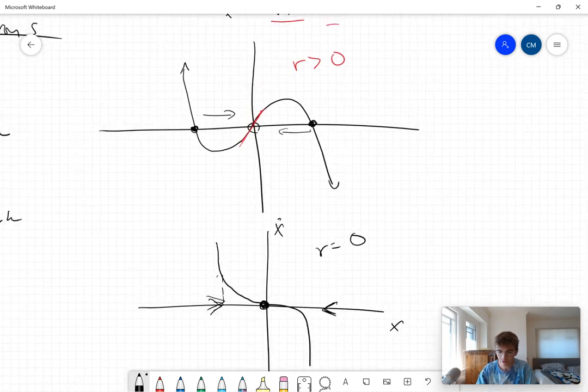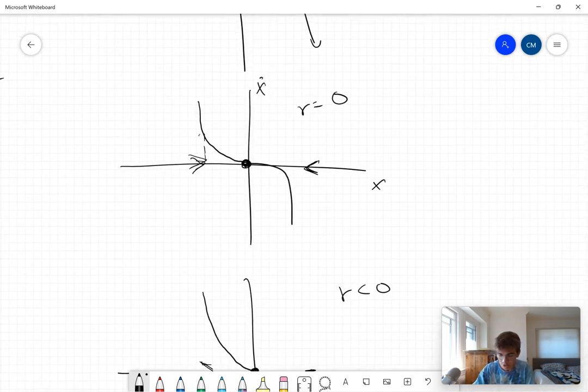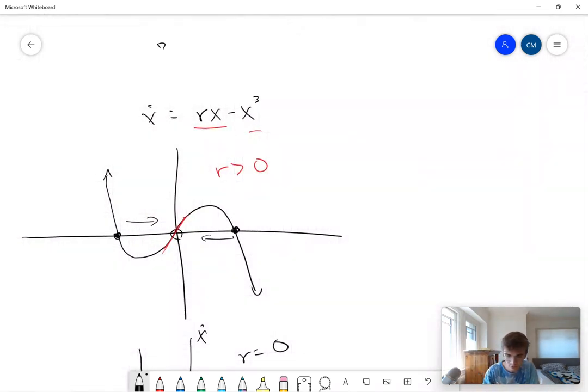And then again, if we were to increase r to r greater than 0, all of a sudden the cubic function dips below the x-axis, and so we get 3 roots instead of 1 on the real axis, and the origin becomes unstable, and the stable fixed points are born on those non-trivial roots of the cubic function. So if we plot the bifurcation diagram for this, and this is called supercritical pitchfork.